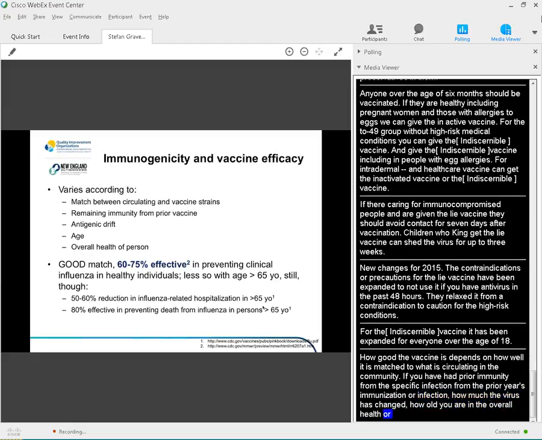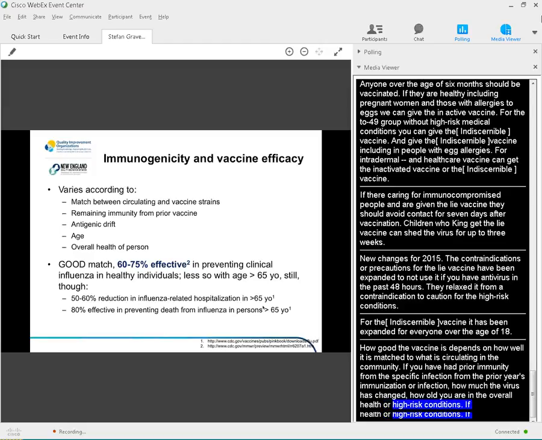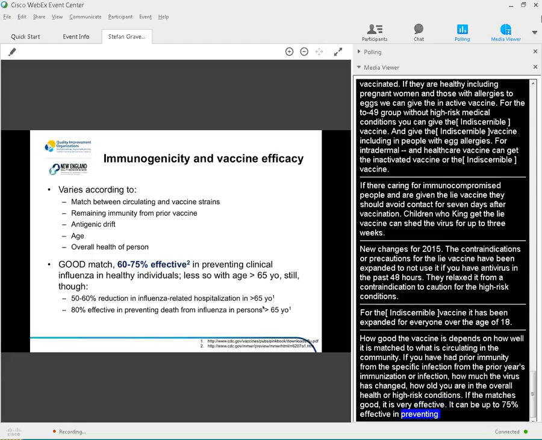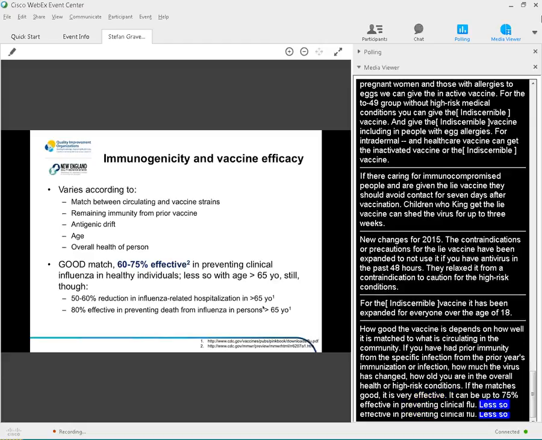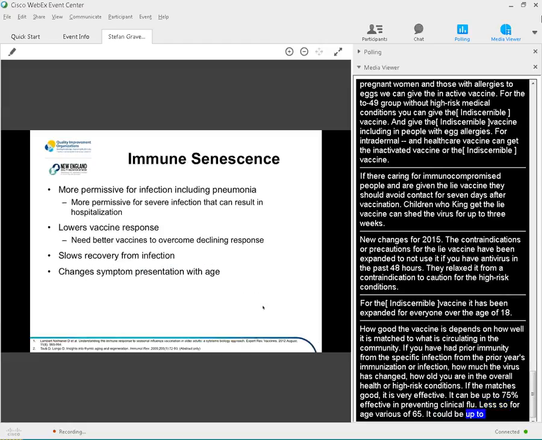It can be 60 to 75% effective in preventing clinical flu, less so for the age group over 65, though it still can be pretty effective: a 50 to 60% reduction in influenza-related hospitalization in those over the age of 65, and 80% effective in preventing deaths from flu in people over the age of 65.